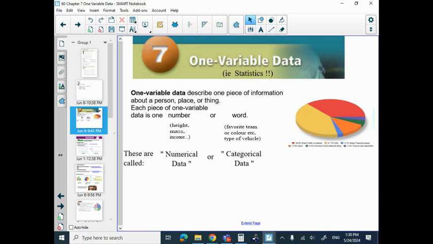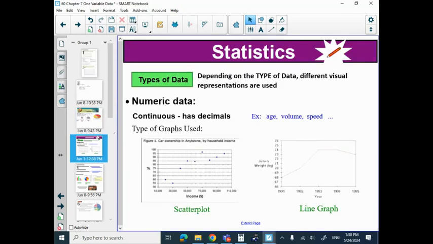Okay, so we categorize those. When you have numbers, we're talking about numerical data. And when we're talking about just a word or a grouping, we're talking about categorical data. That's the first thing to distinguish. With numerical data, there are two types. Let's call it type 1.